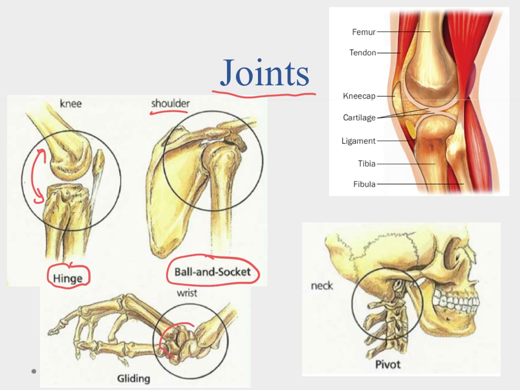We have gliding joints in our wrists, and that allows for a free range of motion as well, a little bit different from our shoulder. And then we have pivot joints right here, which allow us to turn our head back and forth, side to side.